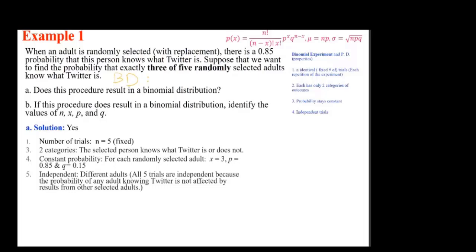And if you are claiming this is binomial distribution, you should be able to come up with n quickly: 5 randomly selected adults. It doesn't matter if it's 3 of 5 or 2 of 5 or all of 5 or 1 of 5 or none of 5. How many do we have? N equals 5. The probability of success in this case refers to knowing Twitter. So that would be 0.85.